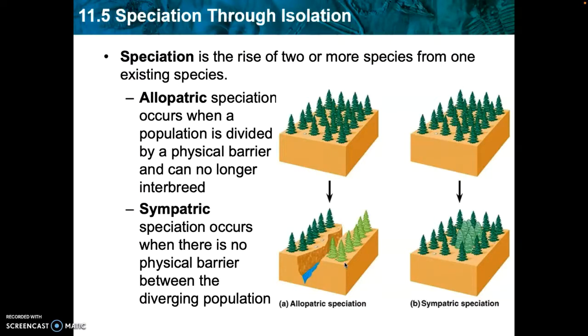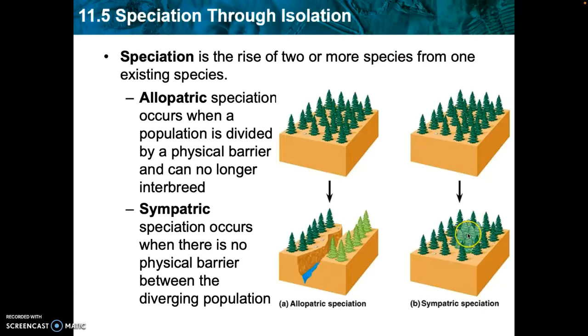Sympatric speciation can also occur. That would be if you have a new population that is within the other population, but for some reason they stop breeding with each other. We'll talk about some examples of that on the next screen.